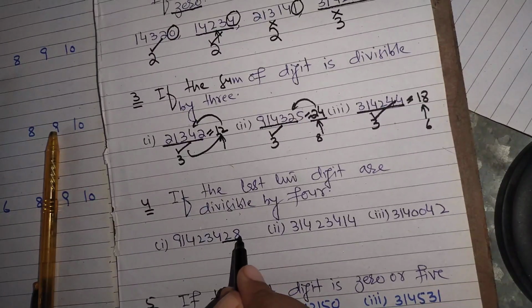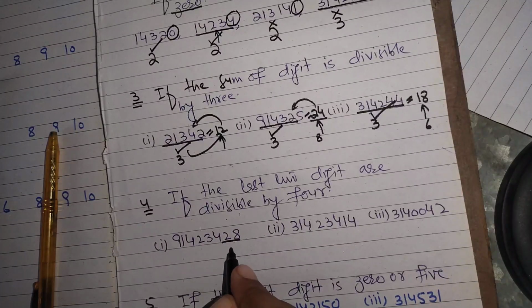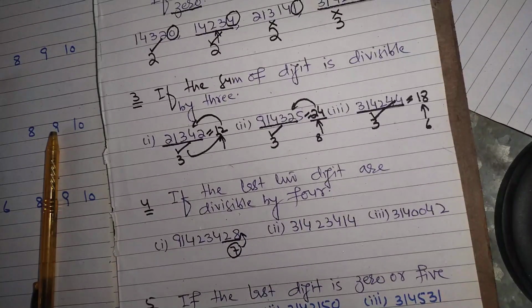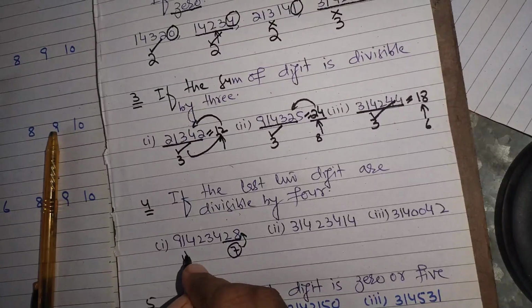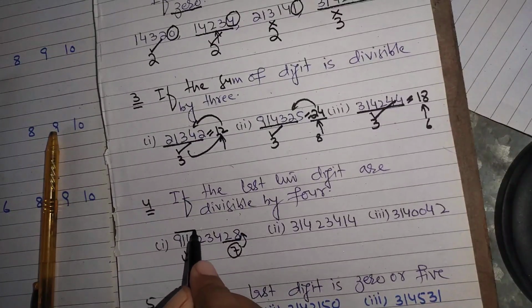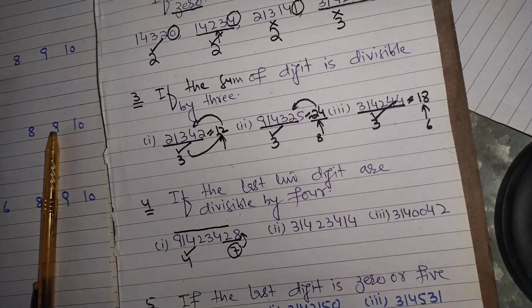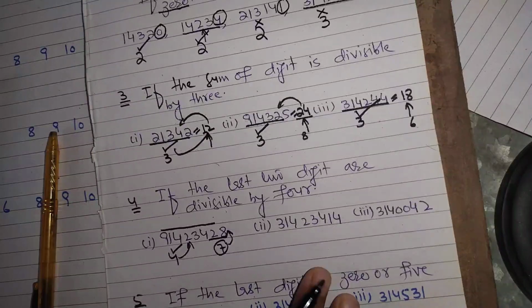The last two digits are 28. If we divide 28 by 4, it becomes 7, perfectly. Now we say that 4 divides the whole number. Without checking the whole number, we have told that 4 is a divisor of it.